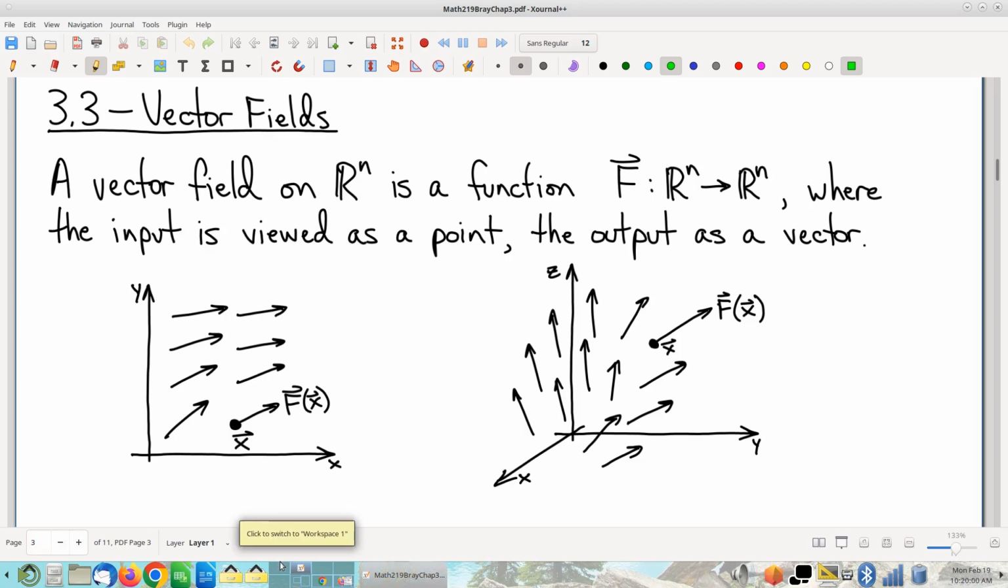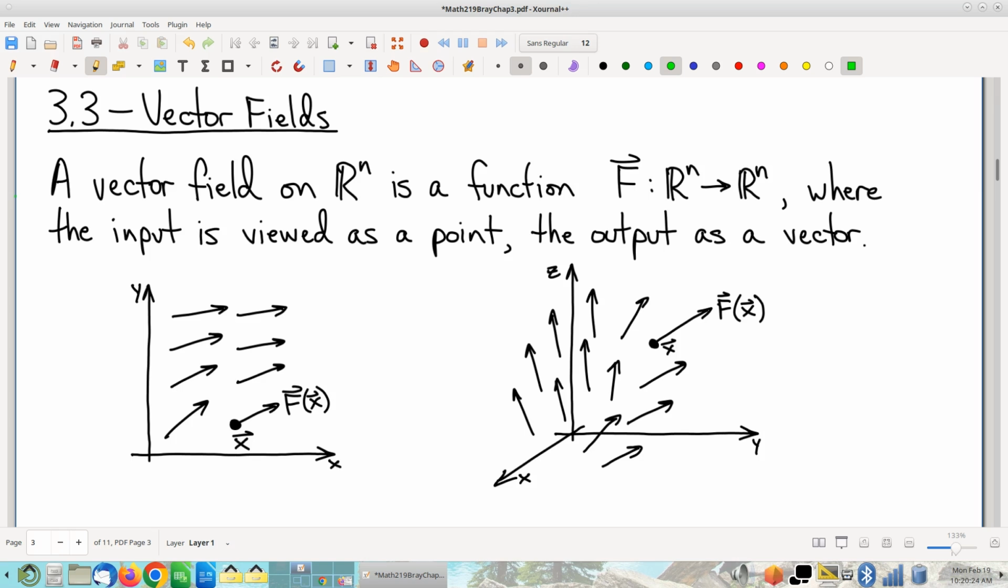So last time we were talking about Chapter 3 stuff. We finished Section 3.2. Of course, we did 3.1 quite a while ago. So moving along to 3.3. We're going to introduce a new kind of mathematical object called a vector field.